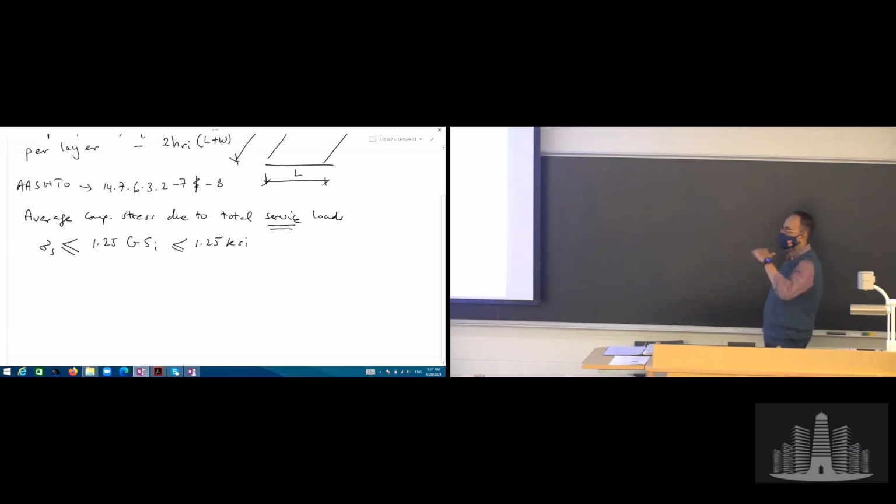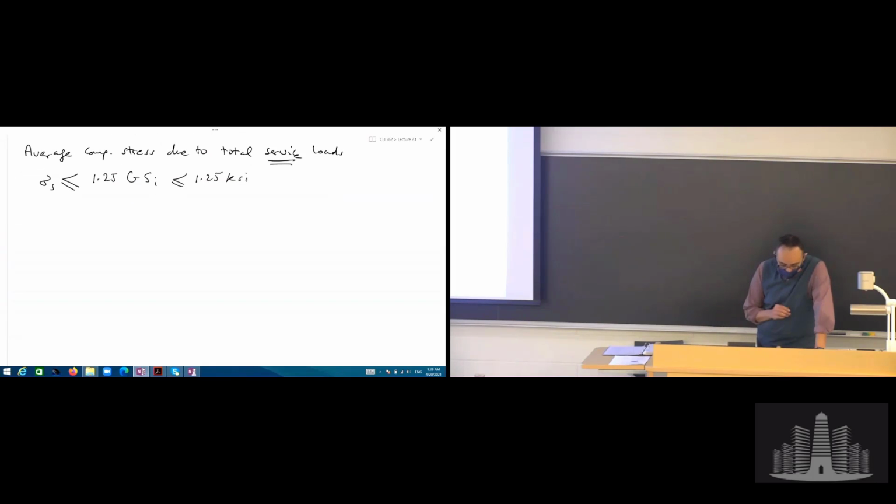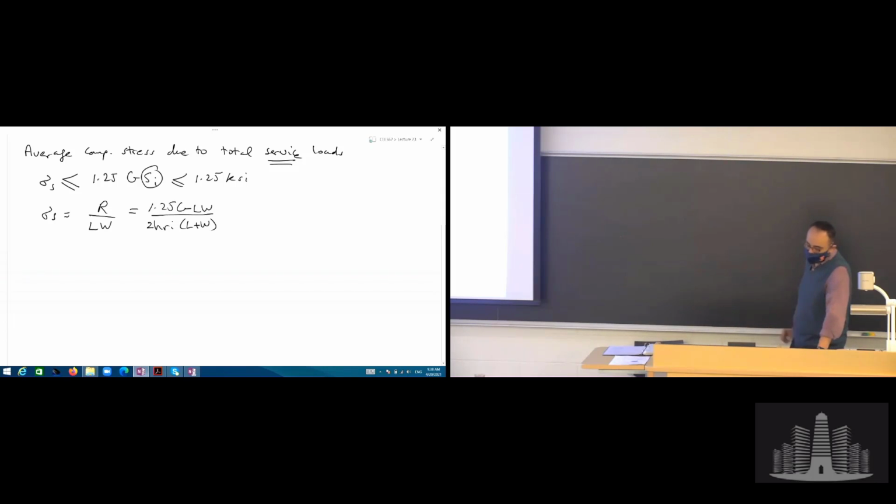So this is the compressive stress coming from total load, dead, live, everything, coming from all loads in service load combinations or service state. So that is a requirement. This is going to be governing our design for the bearing. Now, as a definition here, sigma_S is equal to the reaction divided by the dimensions, length times width, and this would have to be equal to 1.25 G. And now I'm going to substitute for the S_i from the previous expression we have, which is LW divided by 2 h_ri (L plus W). So this is how we relate the sigma_S with the L and W.